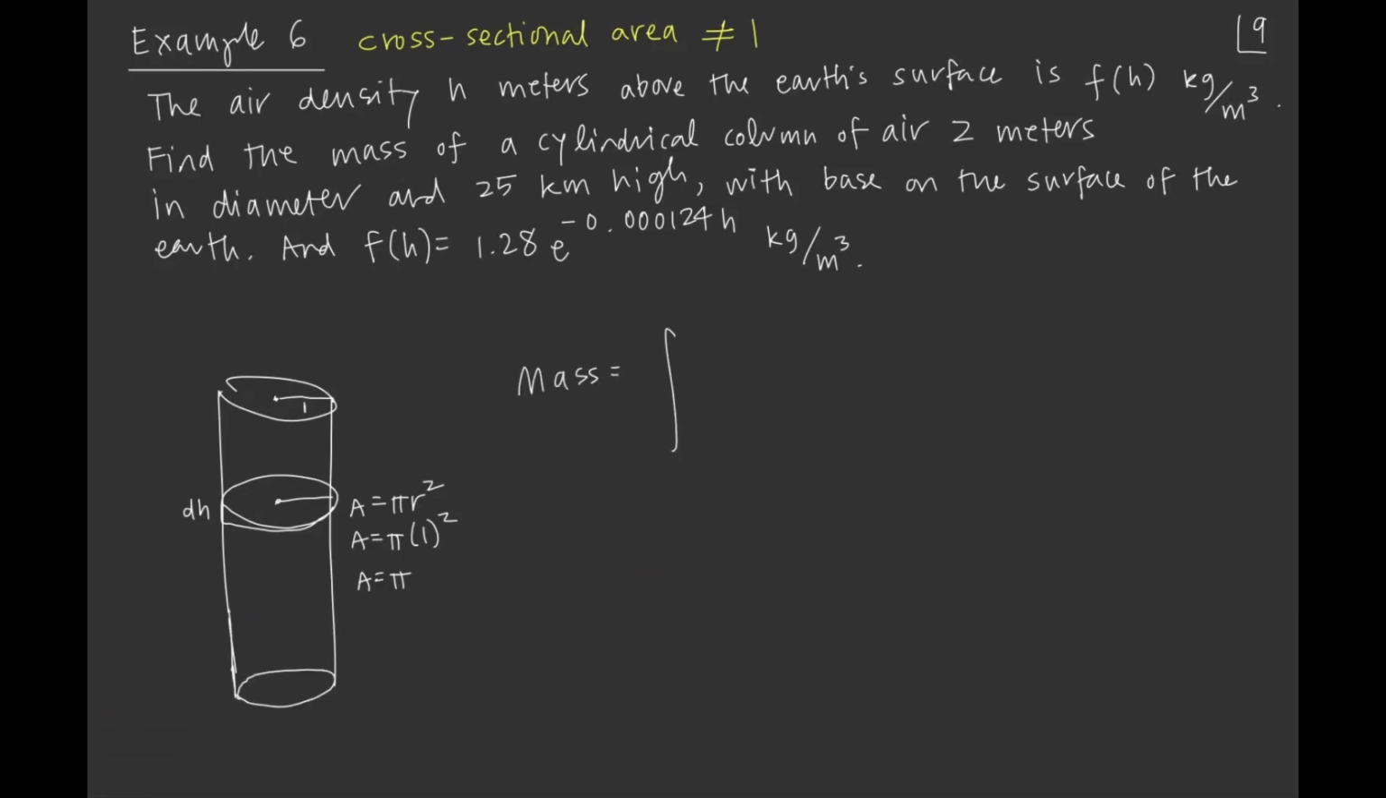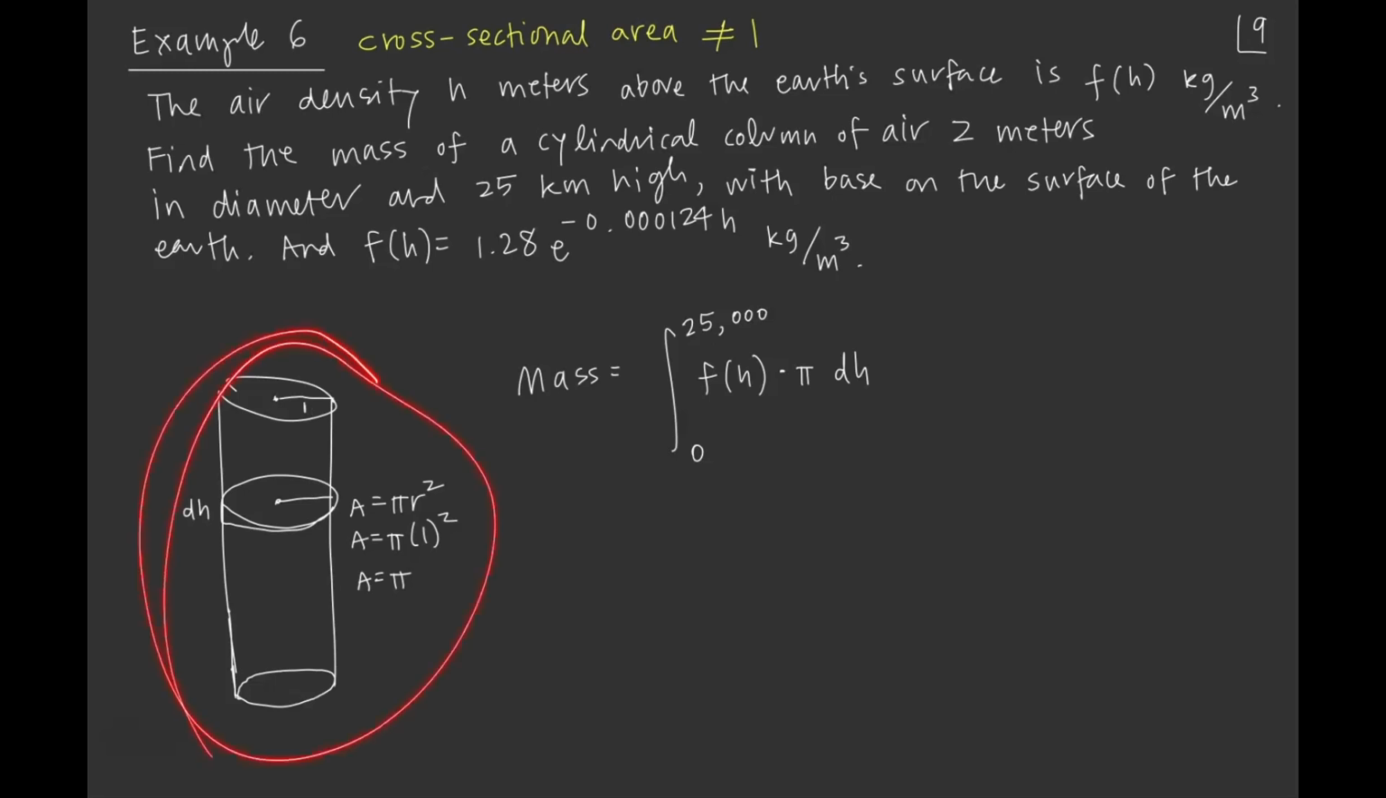So in this case, mass is going to be the density function, f of h, times the area of each of those little cross sections, which is pi dh, and we're going from a height of 0 to a height of 25. Now 25 kilometers, meters, what? It was given in 25 kilometers, but our radius is given in meters, so we're going to convert everything to meters, so 25,000 meters. Okay, so this should count the mass of this object.